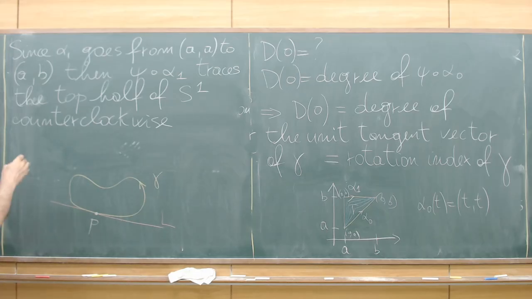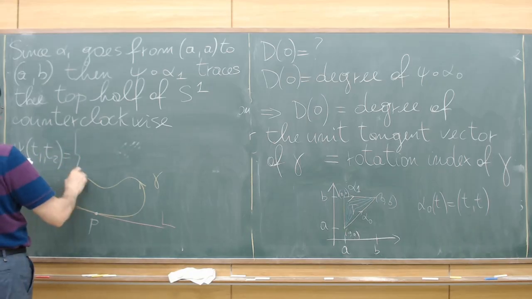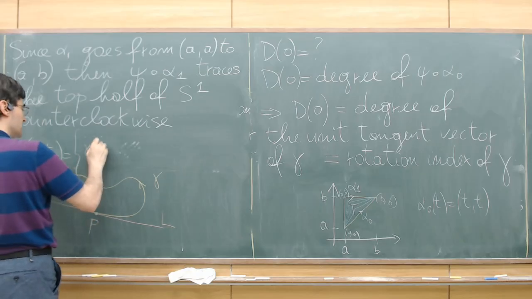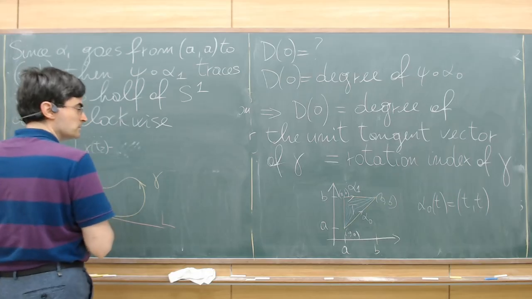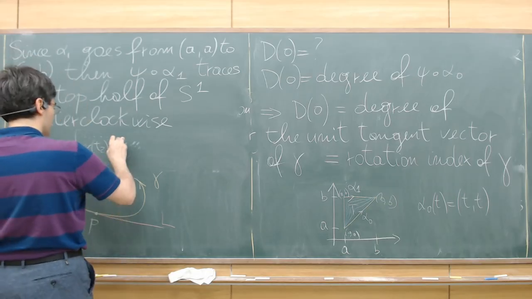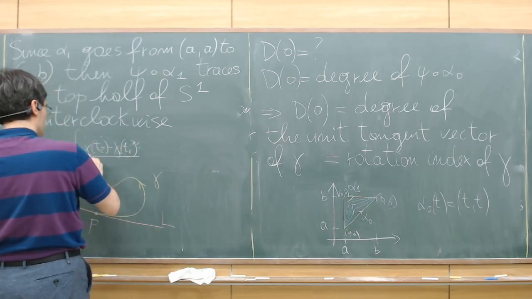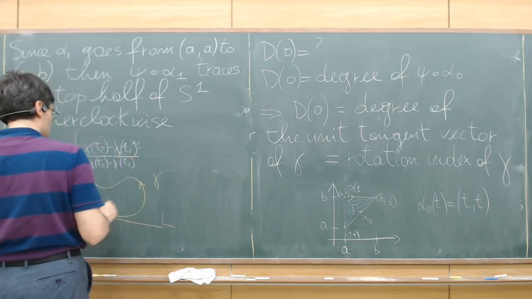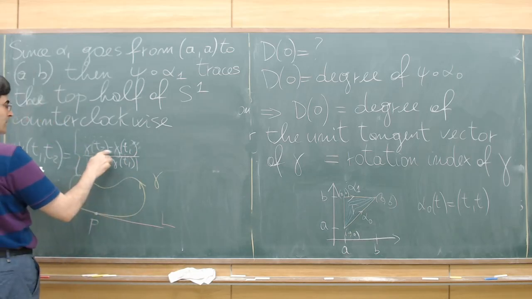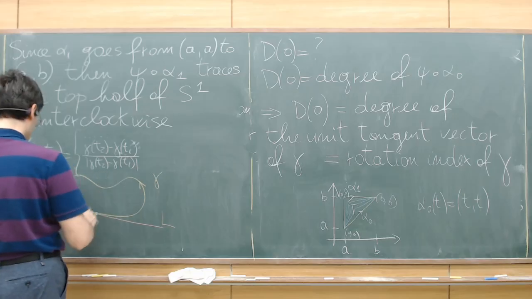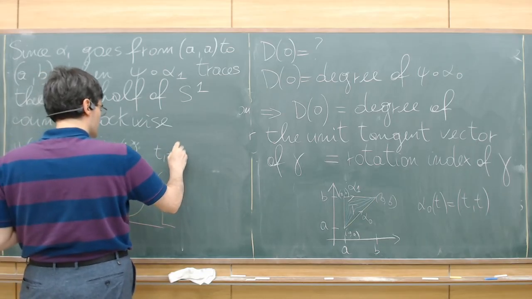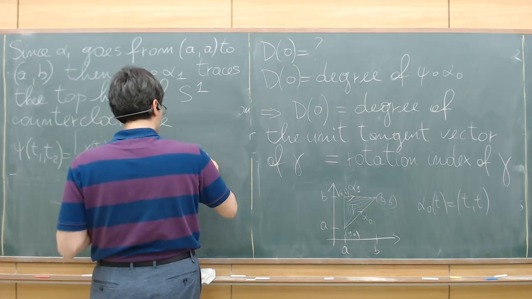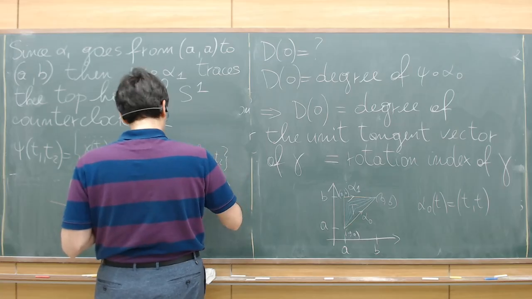Why? Because remember the formula for psi T1, T2 was gamma T2 minus gamma T1 over the length of gamma T2 minus gamma T1, and something else if T1 is different from T2 and T1, T2 different from AB.